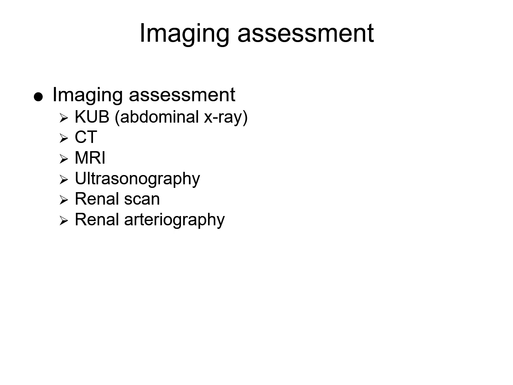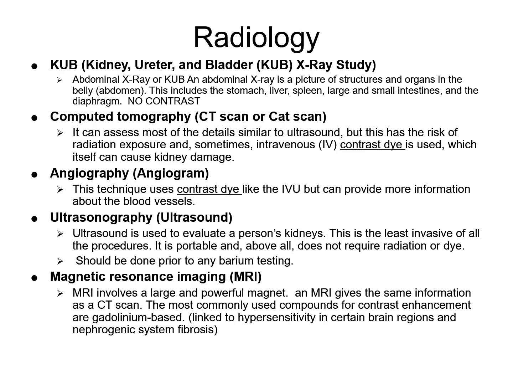So when you're looking at these imaging assessments that we are going to talk about here, the KUB, and I go over that on the next slide. All of these we're going to go over on the next slide. The KUB is a picture of structures and organs in the belly, in the abdomen. The contrast is not needed here. And there's something you're going to need to know about contrast.